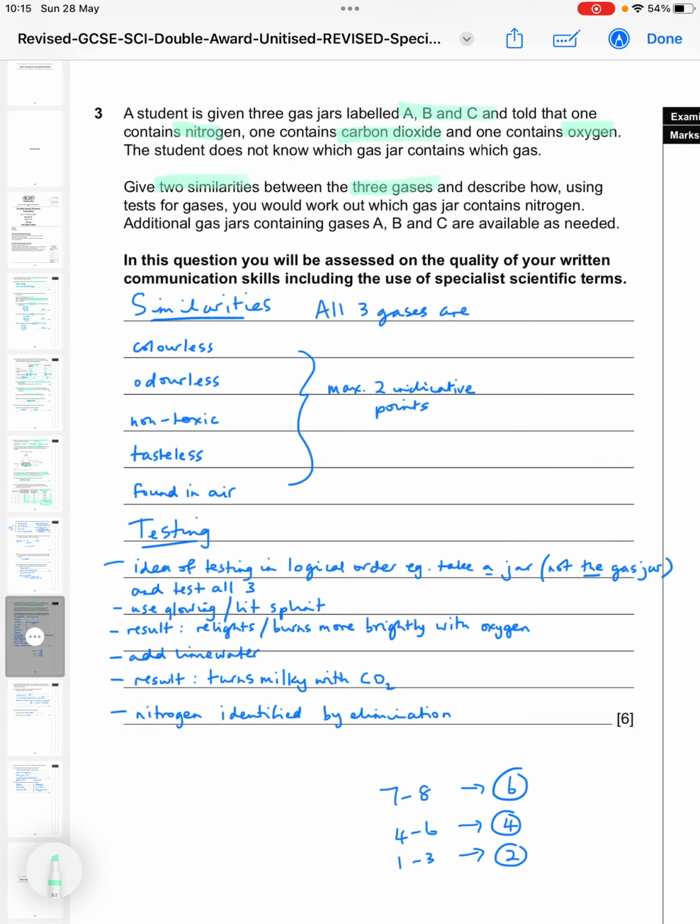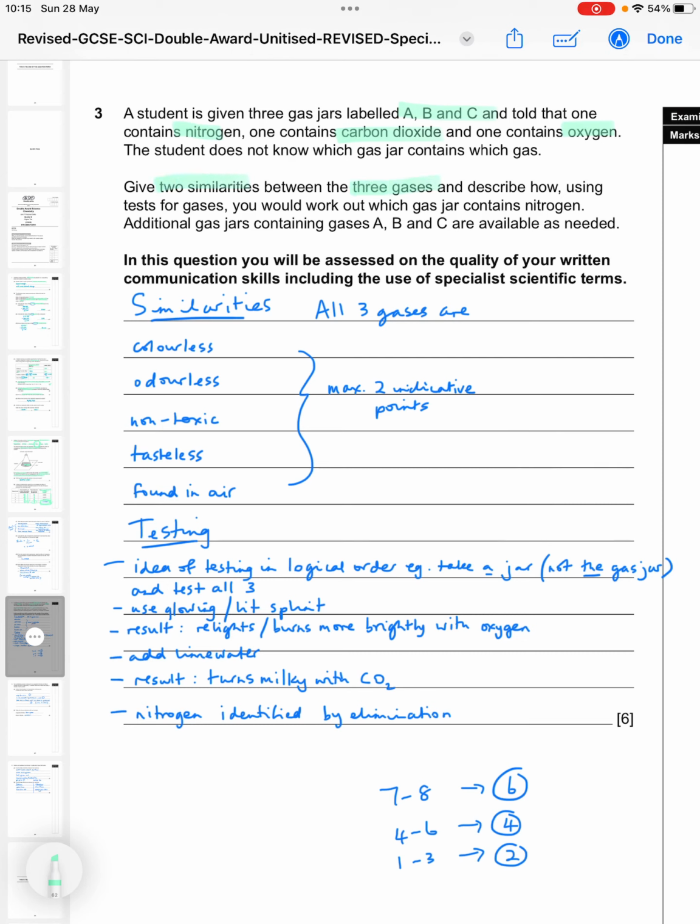Now, they did this in the foundation tier as well. It's the same in the mark scheme. They also said you could use a lit splint, which burns more brightly. And those are both tests for oxygen. I would say please stick to oxygen relights a glowing splint. Yes, it does make a lit splint burn more brightly, but the more accepted test is the glowing splint relights. But 1 mark for each of those.